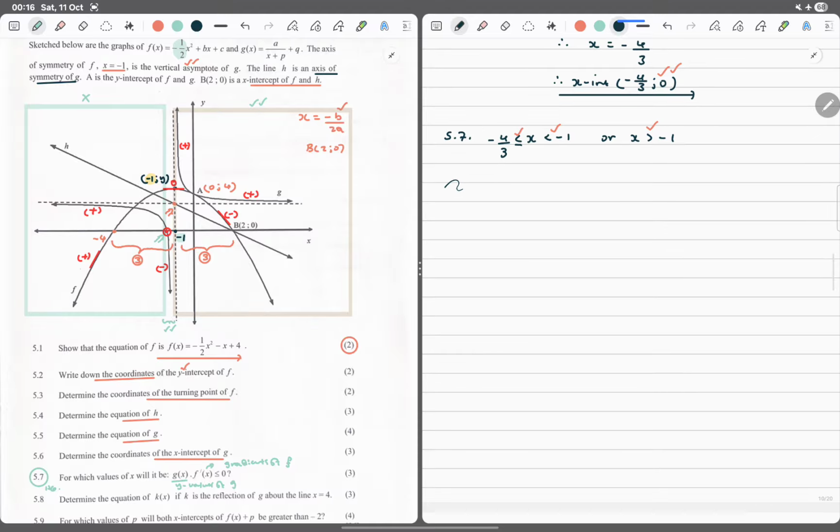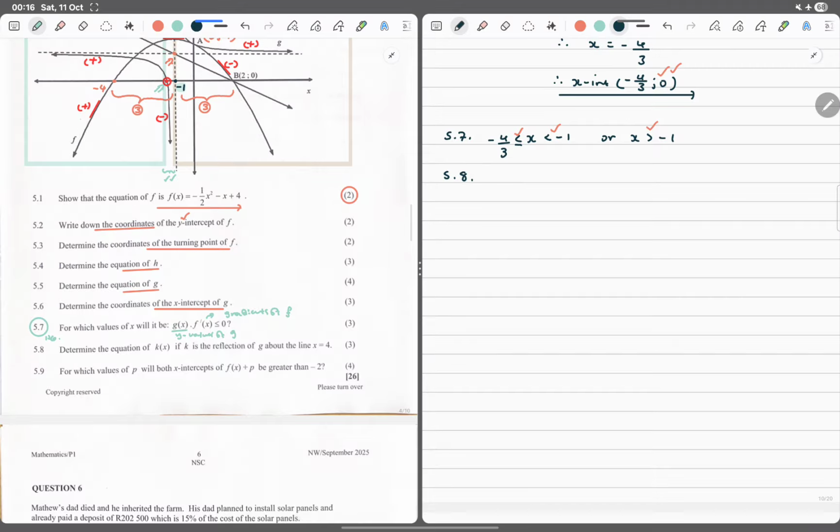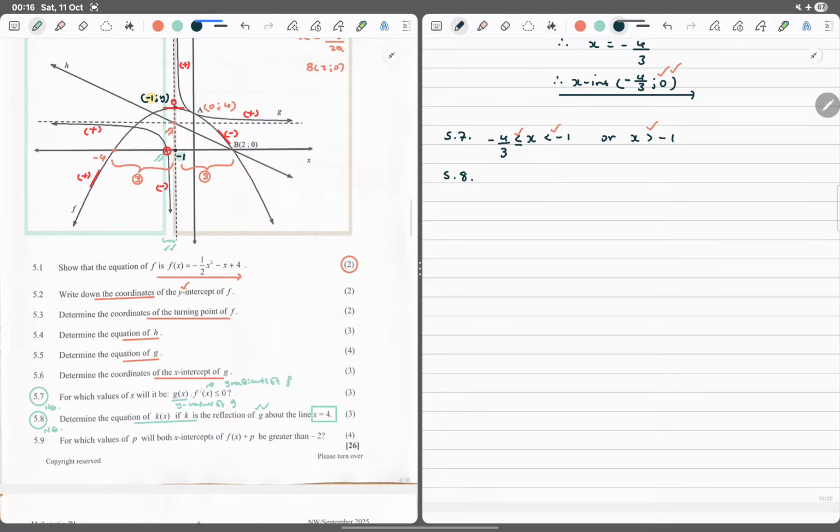Right, so we've got 5.8. 5.8 says we need to determine the equation of k if k is the reflection of g about this line. This is again another higher grade question, and in the KZN paper 2 it kind of came out in the trigonometric function, but now we have it here. Okay, so yeah, I'm feeling it.